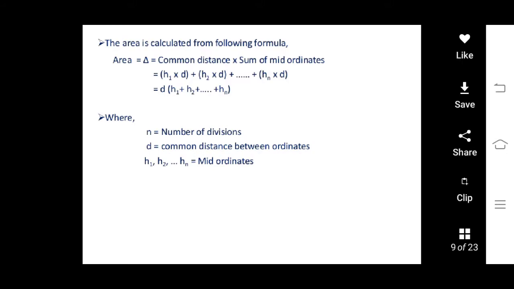The area is calculated from the formula for the mid section: area is equal to the common distance into the sum of mid ordinates, that is h1 into d plus h2 into d plus and so on up to the last section height into d. Taking d common, area is equal to d into h1 plus h2 plus up to hn, where n is the number of divisions, d is the common distance between ordinates, and h1, h2 up to hn are mid ordinates.